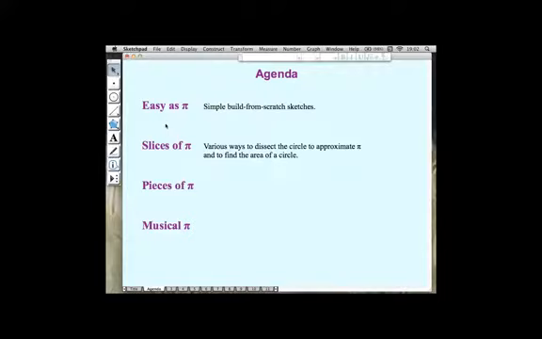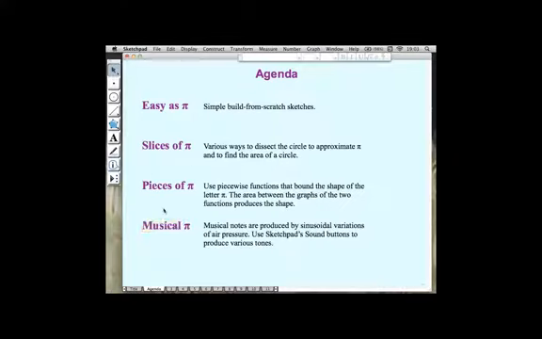Okay, so the agenda for today, I have four different parts of the webinar planned. The first will be just some simple build-them-from-scratch sketches that are suitable for relatively beginning Sketchpad users. I have a number of slices of pi, various ways of dissecting the circle in order to approximate pi, and sort of a historical note about Archimedes' work in pioneering that several millennia ago.